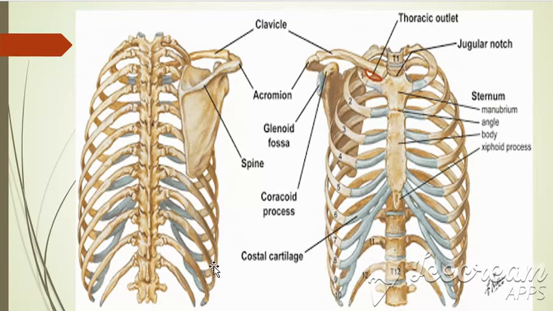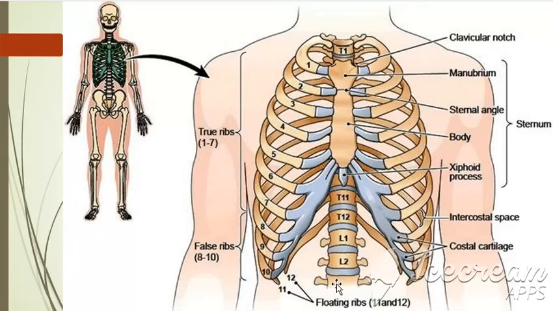Then this is the lower point of the 10th rib. The 10th rib is the lower point, and it lies at the level of the L3 vertebra. This is the L3 vertebra, L1, L2 and L3, and this 10th rib lies at the level of the third lumbar vertebra.